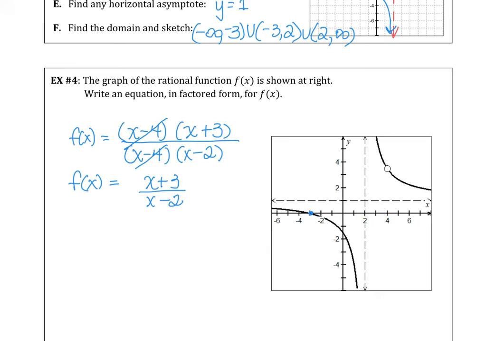And let's see, what would the hole be located at? At 4, so 7 over 2. This ordered pair would be (4, 3.5). And I believe we've done that. So if we wanted to write that equation in factored form, it would look like this step right here.